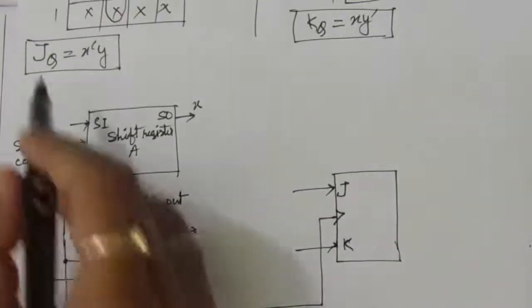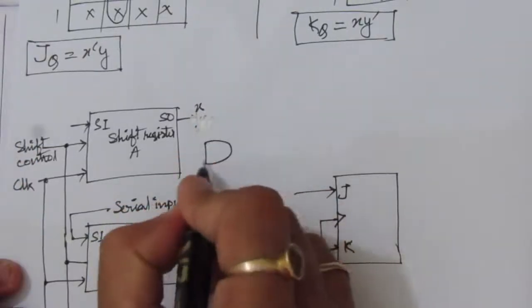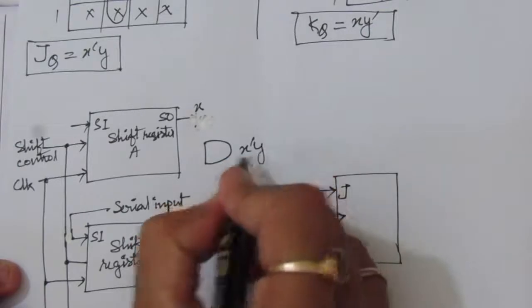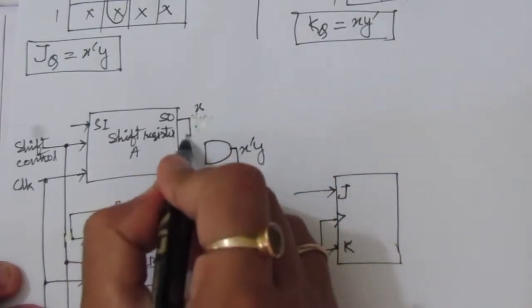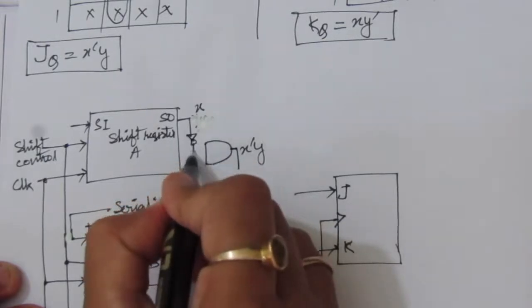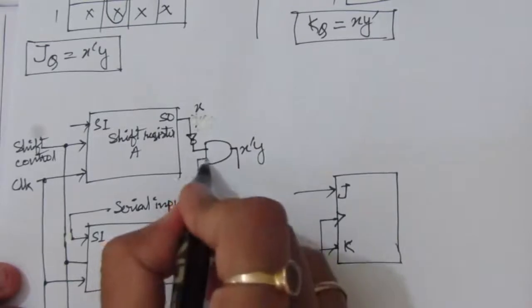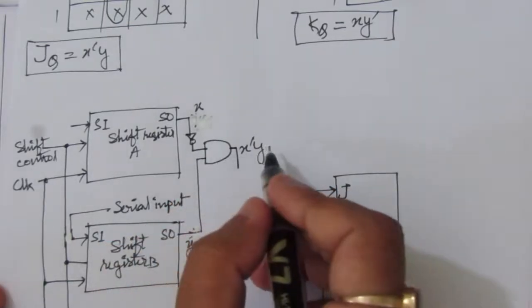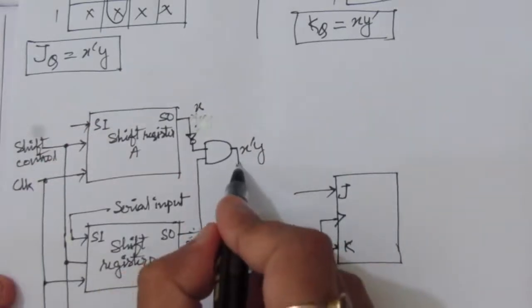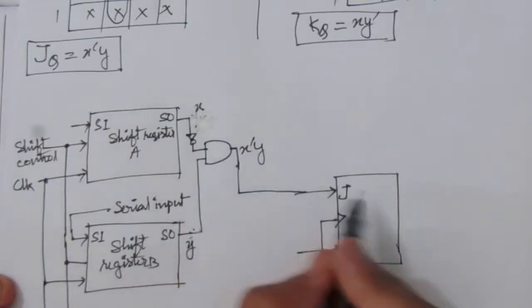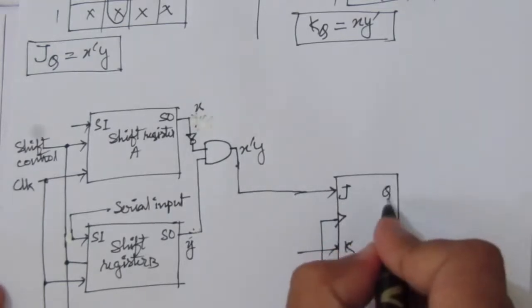So the expression for J is X bar Y. So here we have X bar Y at this output. Here we have to apply X bar. So use an inverter here, so here we'll get X bar. Okay, and we have to directly apply this Y here. Okay, so here we'll get X bar Y. So this X bar Y will be connected to the J input. Okay, so connect these lines to this J input of this JK flip-flop. Here we'll have the normal output Q.